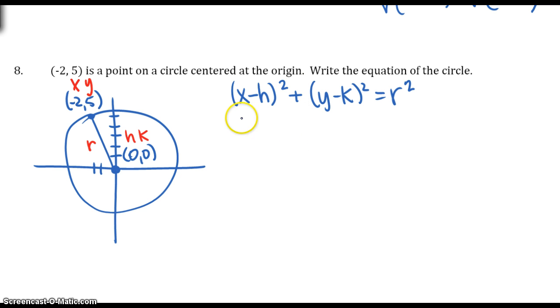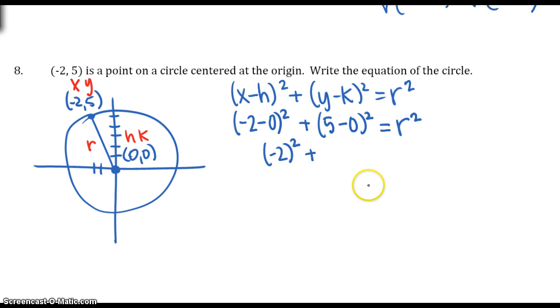So let's go ahead and substitute in. So this is negative 2 minus 0 squared plus 5 minus 0 squared equals r squared. Well, negative 2 minus 0 is negative 2, and 5 minus 0 is 5. And then when we square negative 2, we get 4, and when we square the 5, we get 25. So r squared is 29.